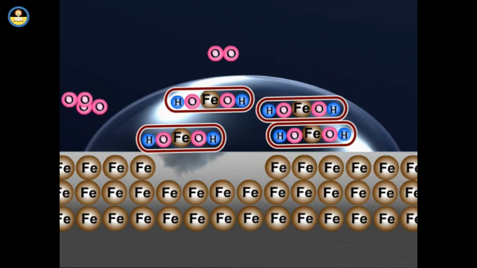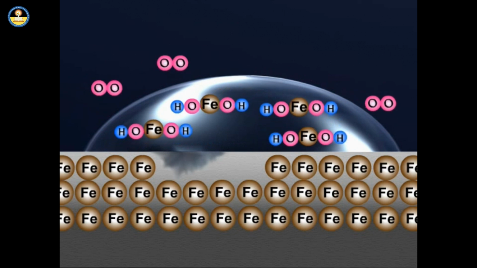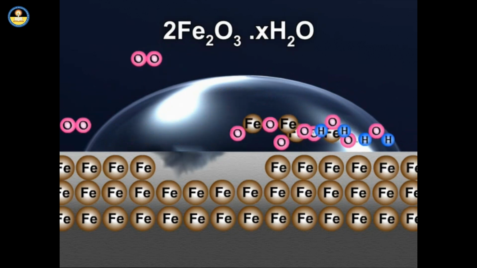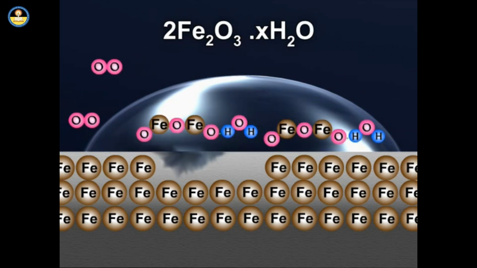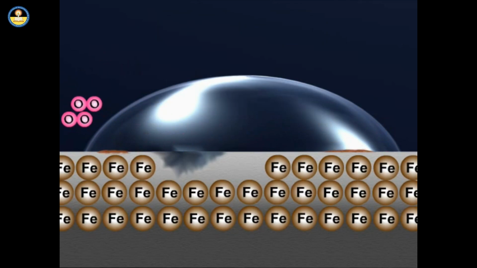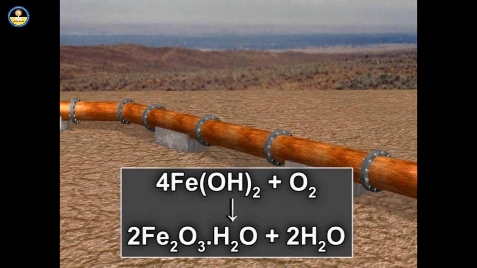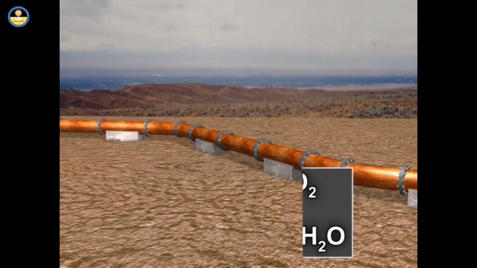4 Fe(OH)2 in turn reacts with oxygen to form rust, which can be represented as Fe2O3·xH2O. You will observe the rust formation in the equation. This can be represented as 4 Fe(OH)2 plus O2 gives 2 Fe2O3·H2O plus 2H2O.